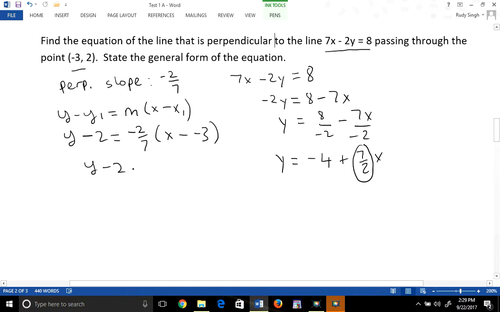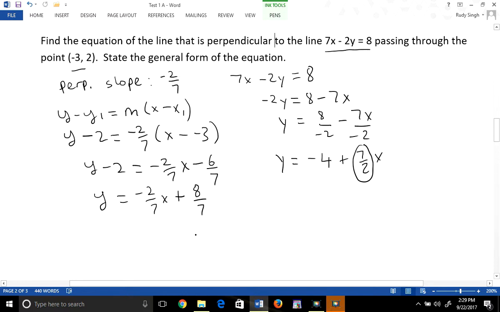So we just do some simplification. Y minus 2 equals minus 2/7 of x. This is going to be a plus 3, but times a minus 2, that's going to be a minus 6/7. And then if we add 2 to both sides, we get y equals negative 2/7 x, and 2 is the same as 14/7, so you'd have plus 14/7. So minus 6 plus 14 is 8/7. So that's the equation of the line.